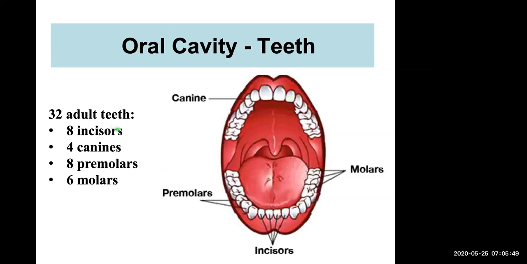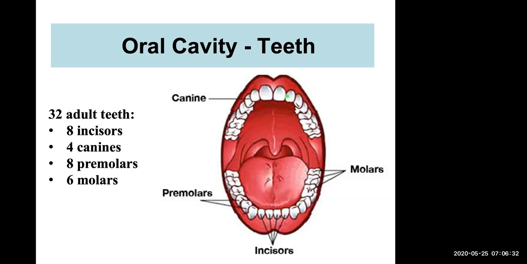We've got 32 adult teeth, and whatever we have on the top, we have on the bottom. On the top or bottom, this is half of them. We have 8 incisors. So here they are. We've got 4 canines. Sorry, this is the total. So 8 incisors, 4 canines, 8 premolars, and 6 molars. Does that add up? Yes. All right, so here are the incisors.